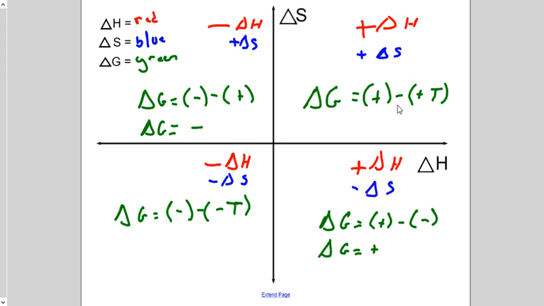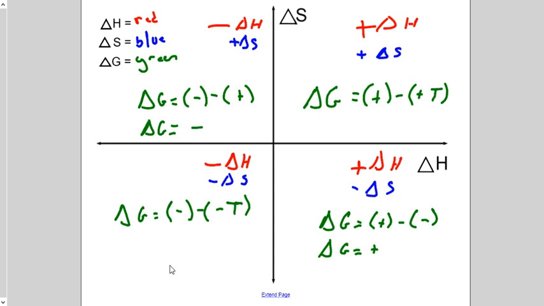So positive here minus a positive times this temperature value. So the second this value is larger than this value, delta G will be negative. So at higher temperatures, this side of the equation is a larger value than this side.